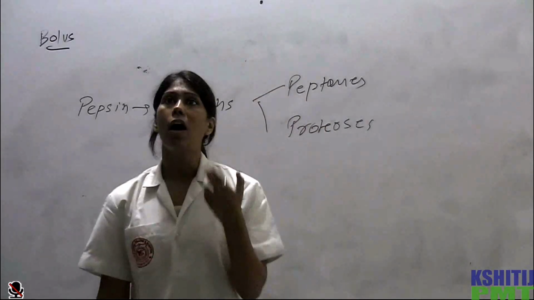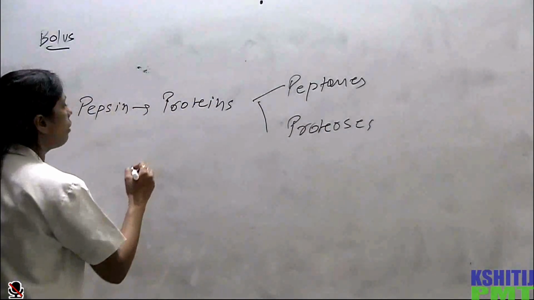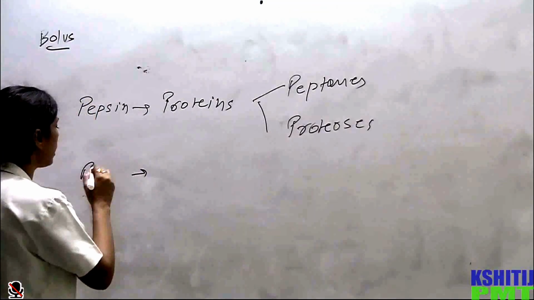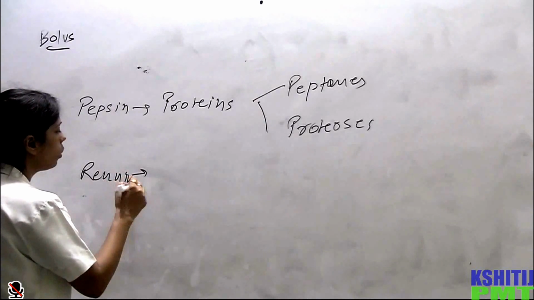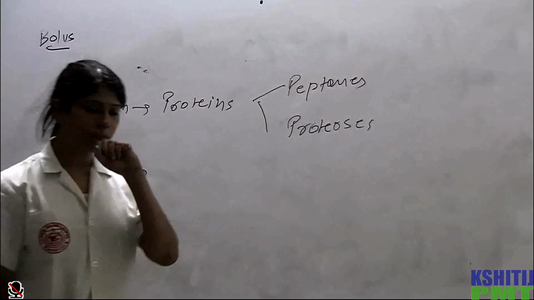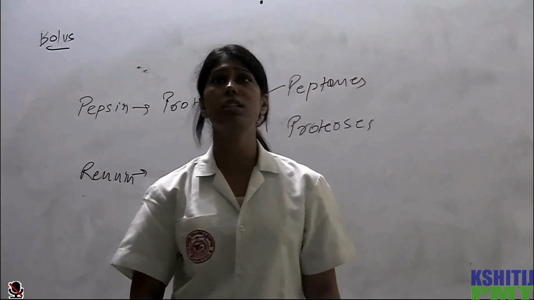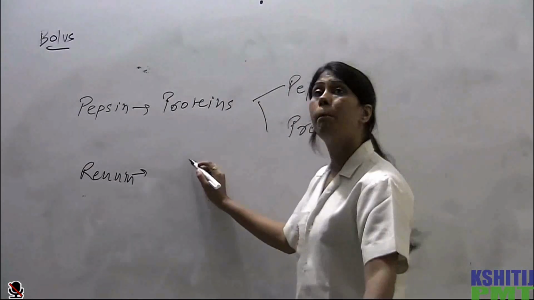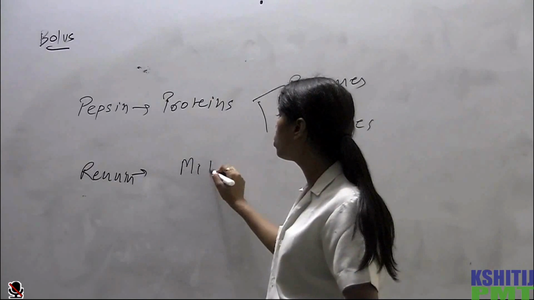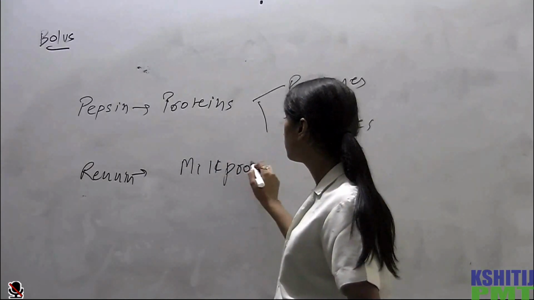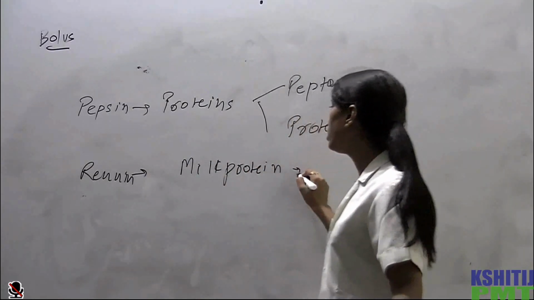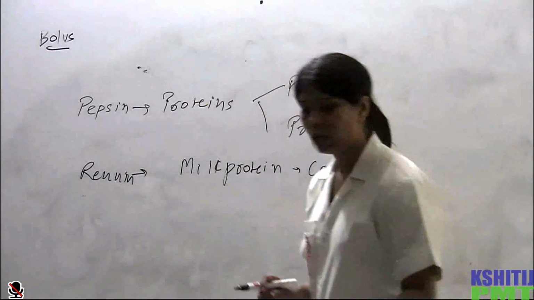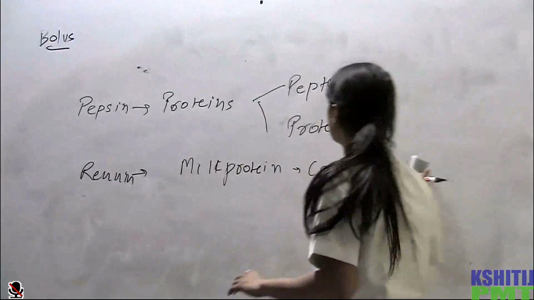Now after pepsin, the second enzyme is rennet. Renin doesn't work upon normal protein. It only works on milk protein. Milk protein is called casein. Now we'll see how it functions.